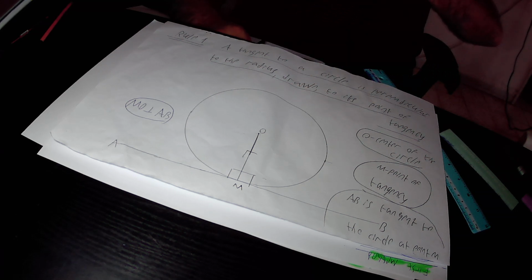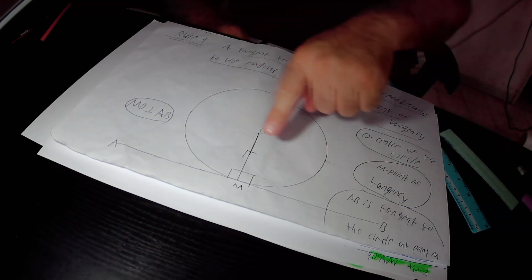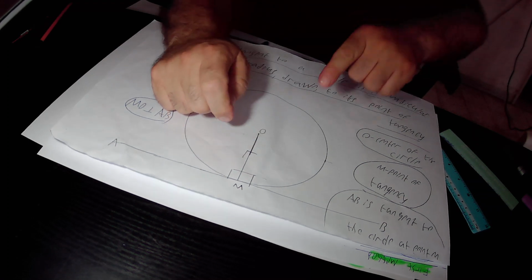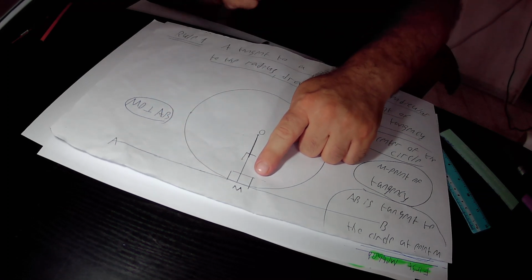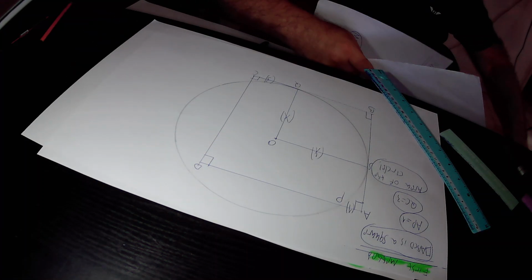Whenever your radius is drawn to the point of tangency, then tangent AB will be perpendicular to the radius MO. If AB is perpendicular to MO, it means that this angle equals 90 degrees, and this angle also equals 90 degrees according to this rule, rule 1. So we can actually implement rule 1 in our drawing.